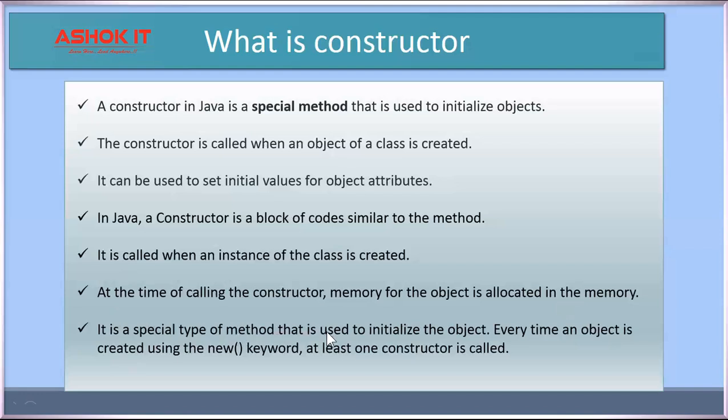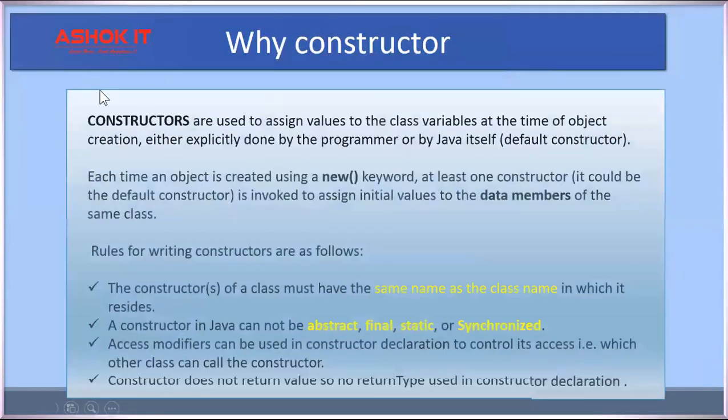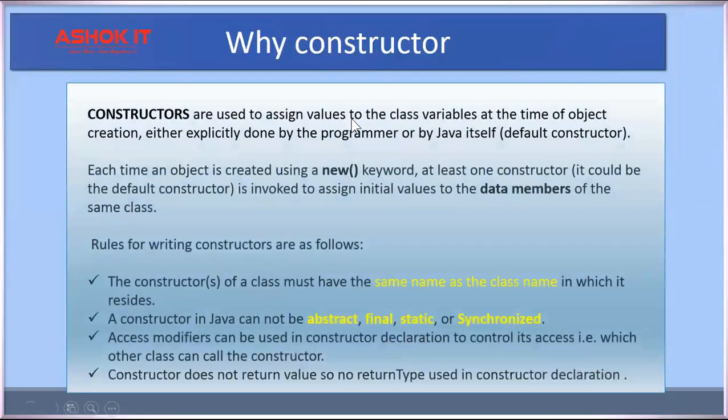It is a special type of method used for initializing an object, and every time an object is created using the new keyword, at least one constructor is called. So we use constructors to assign values to class variables at the time of object creation, and it can be done either explicitly by the programmer or by Java itself using the default constructor. So each time an object is created using the new keyword, at least one constructor, which may be the default constructor also, is invoked to assign initial values to data members of the same class.